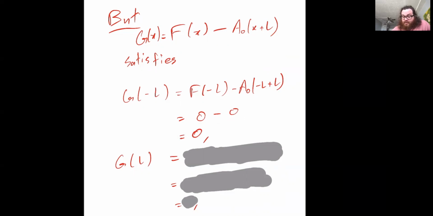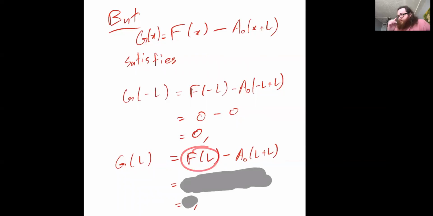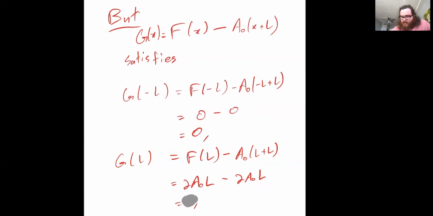On the other hand, what is g of L? Well, plugging it in, we're going to get f of L minus a0 times L plus L. This is the integral from negative L to L of f of x dx, which we saw was 2a0L. And we see here, this is a0 times 2L. So we get 2a0L minus 2a0L, which we cancel. So g of L is also equal to 0.